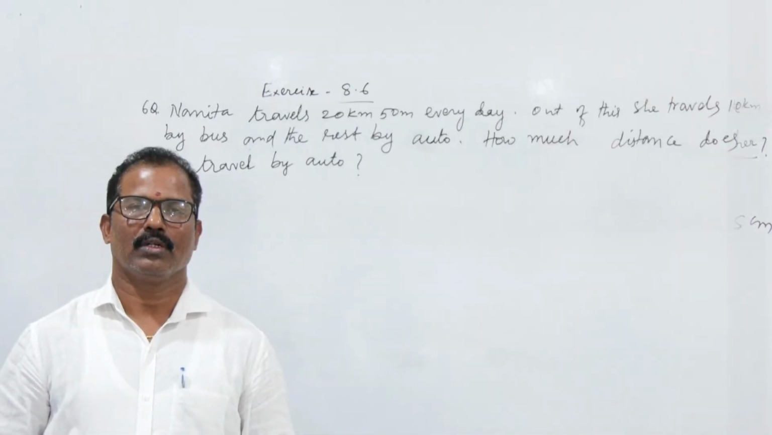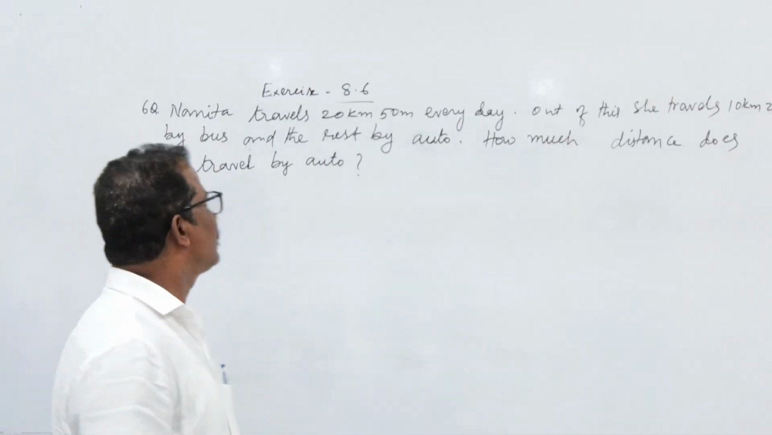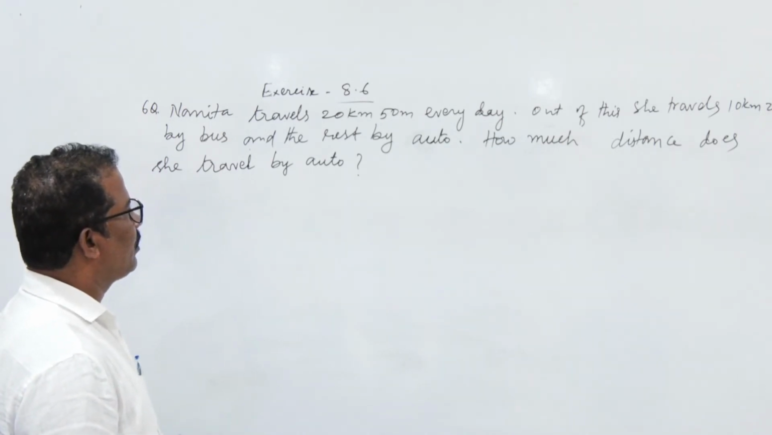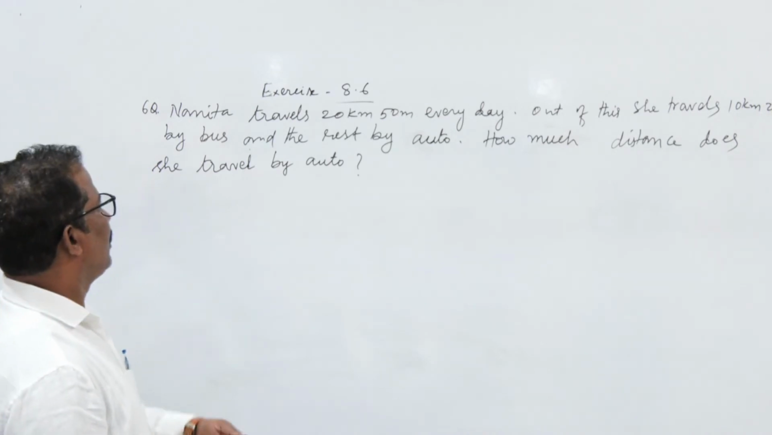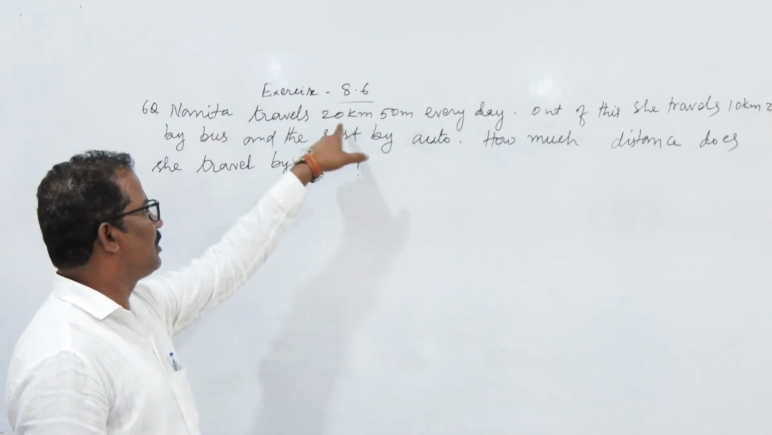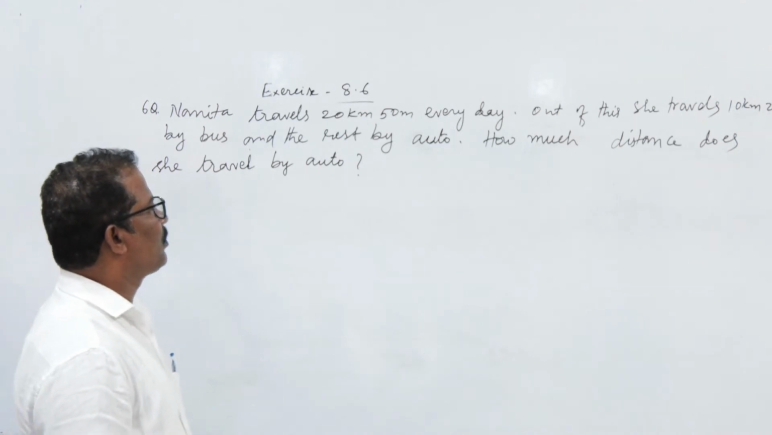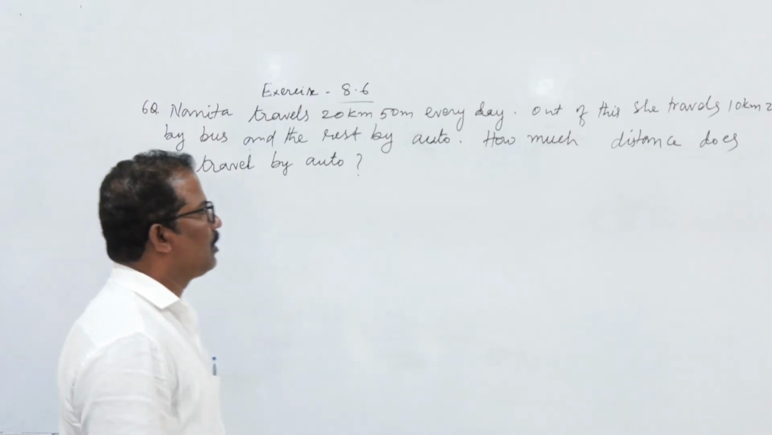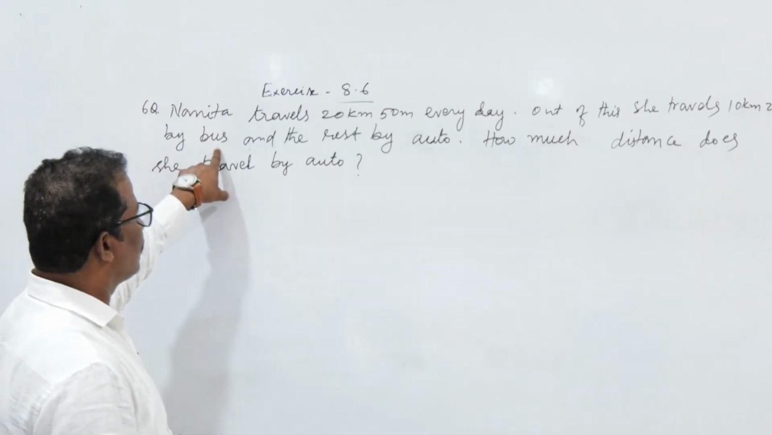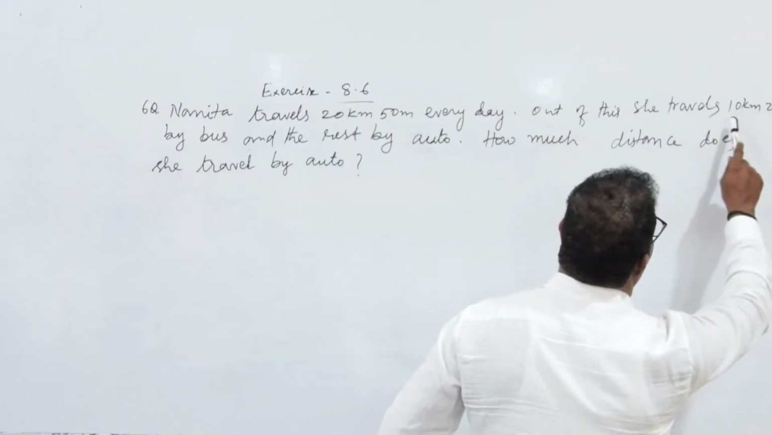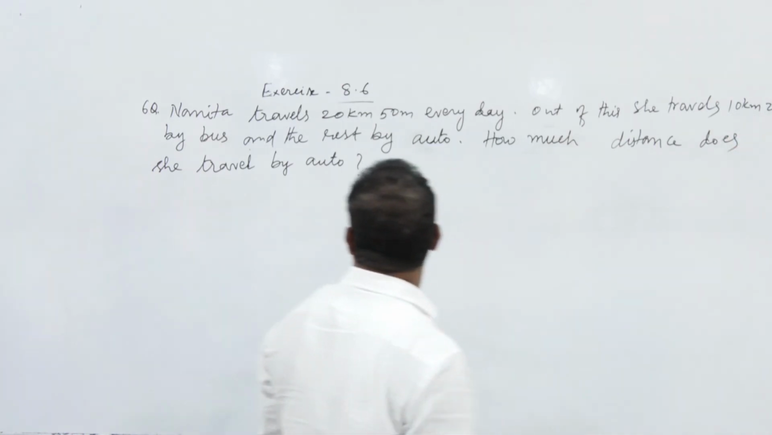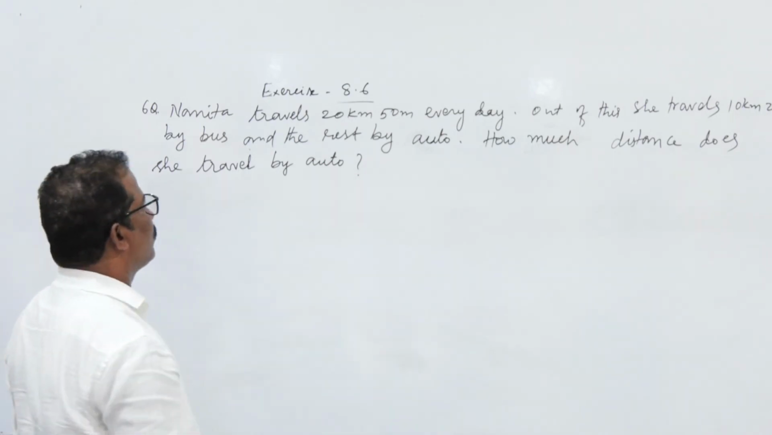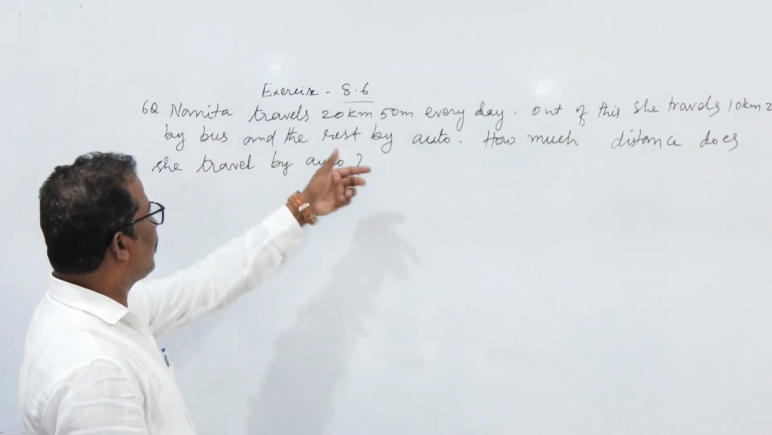Understand all of you? Students, now we are going to see the next question, that is 6th question. In this question see, Namita travels 20 km 50 meter every day. Every day she travels this much distance, that is 20 km and 50 meter. Out of this she travels 10 km and 200 meter by bus. So by bus she traveled how much distance? 10 km 200 meter out of this total distance. And the rest by auto. The rest of the distance she traveled by auto.